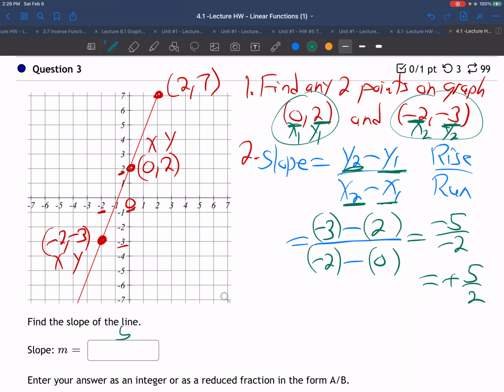Let me write that a little bit better. 5 halves. Now you could have also just seen it from the graph. Look right here. 1, 2, 3, 4, 5. So up 5 over 1, 2. So the rise is 5. The run, the sideways movement, is 2. Or you could have done it here. Could have gone 1, 2, 3, 4, 5, 1, 2. So see how the slope just keeps marching up and over, up and over, rise over run, rise over run. That's what slope is, the steepness of the line, rise over run.